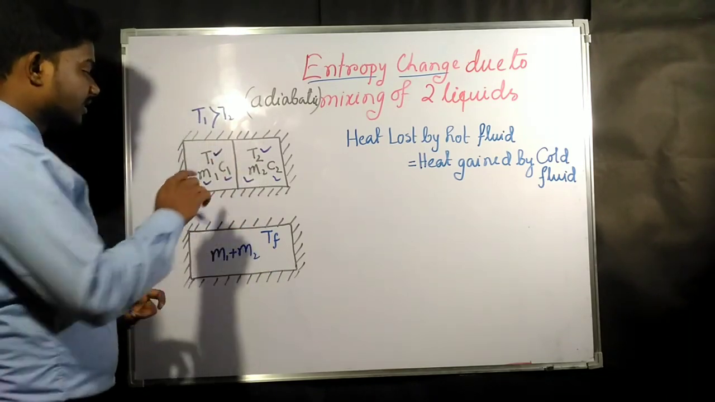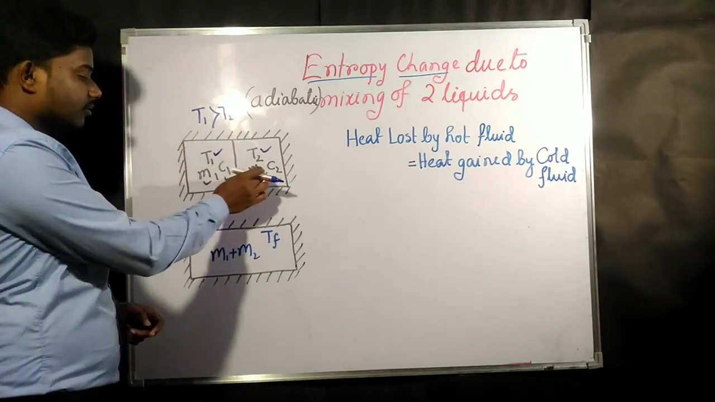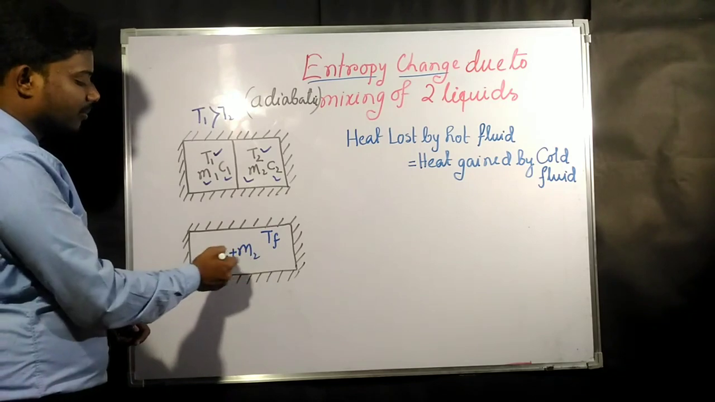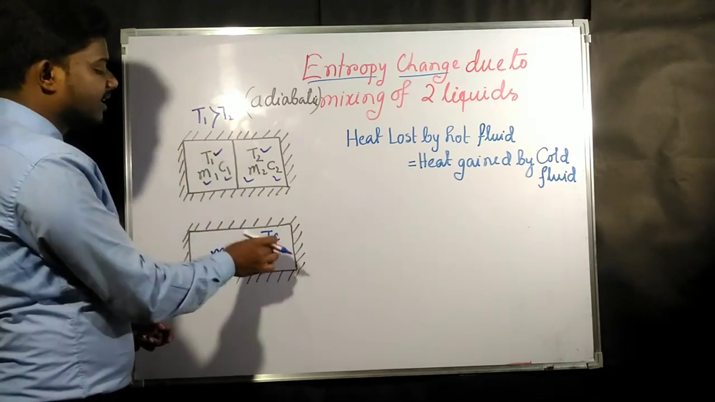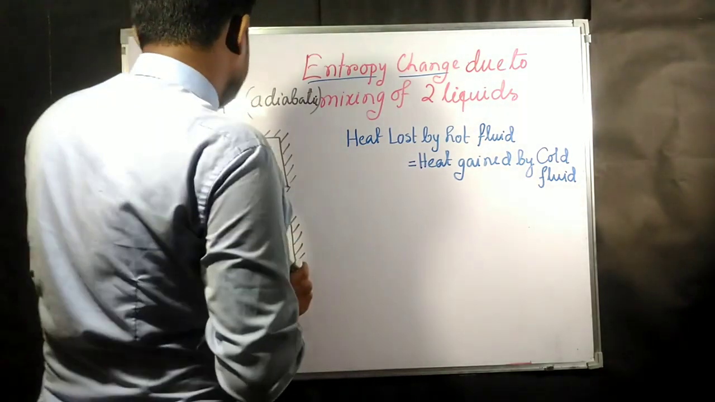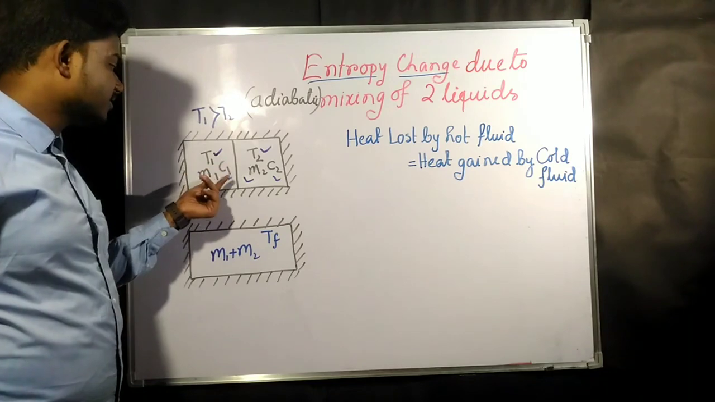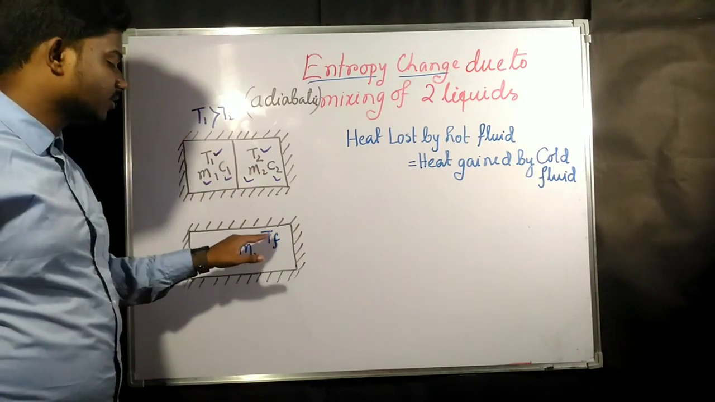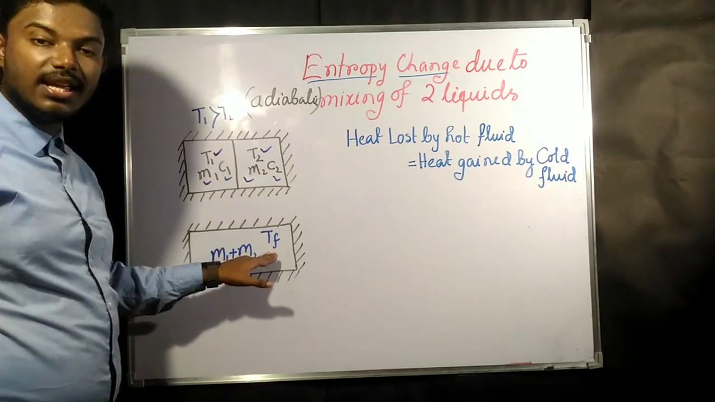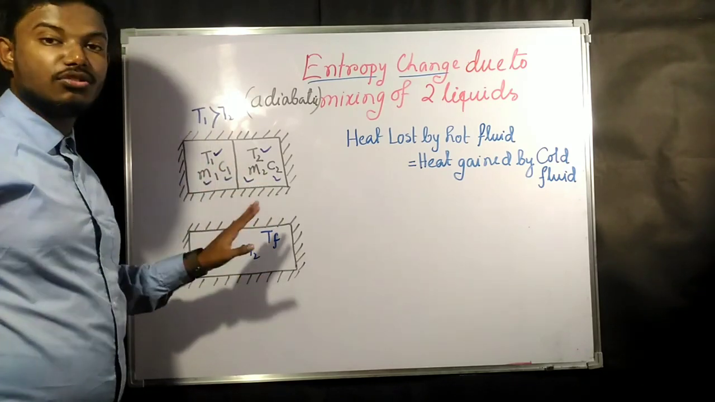We don't know the specific heat of the mixture, but we know that the masses M1 and M2 will mix to become M1 plus M2, and the final temperature will be something, Tf. That is not going to be the average of these two temperatures because the mass is different, and the specific heats are also not the same.